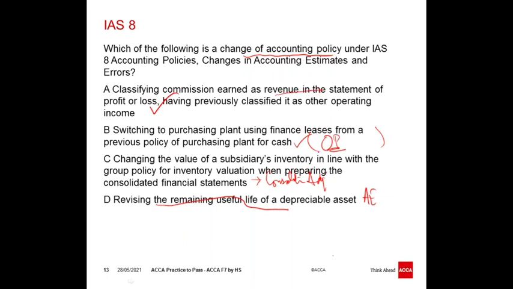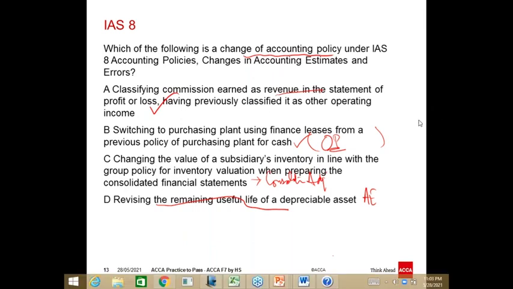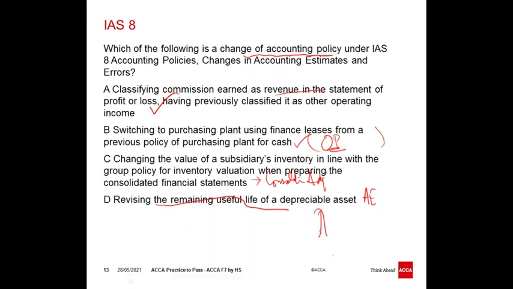Previously you were recording the commission income in the operating income. Now you are going to record this income as your revenue. So this is actually a change in accounting policy, not A, which means accounting estimates.